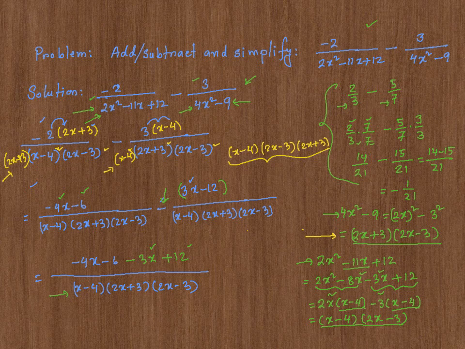Now finally, if we simplify it further, what we are going to get is this. Negative 4x minus 3x is negative 7x. Negative 6 plus 12 is 6. The whole thing is divided by (x minus 4) times (2x plus 3) times (2x minus 3). And that should be, by the way, your answer. So let's put it inside the yellow box. This is what we get when we simplify these two.